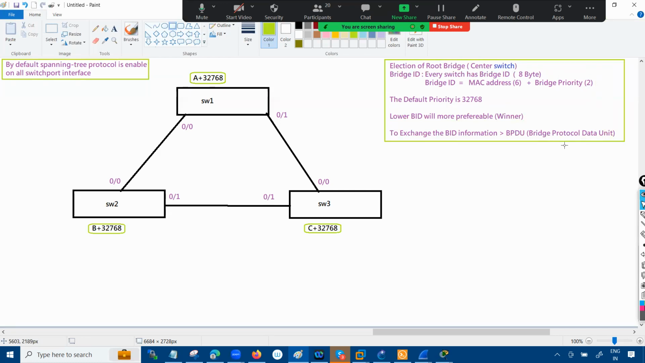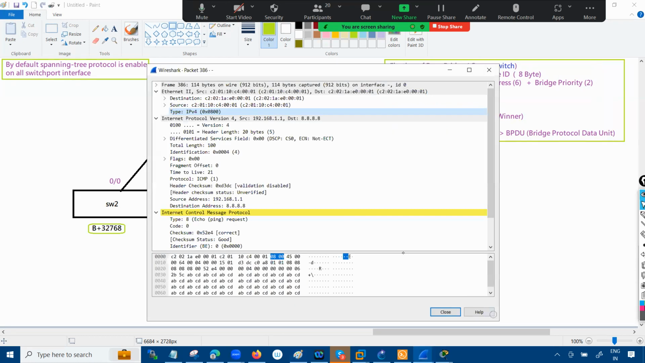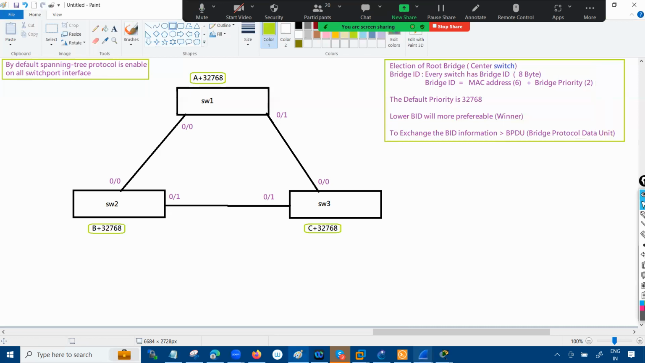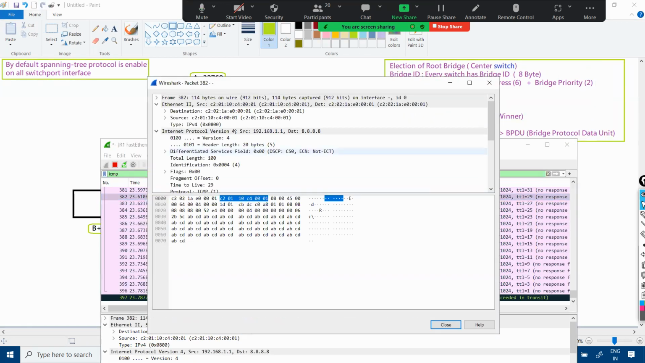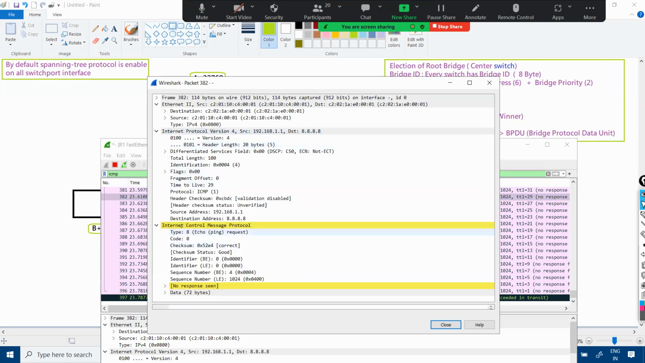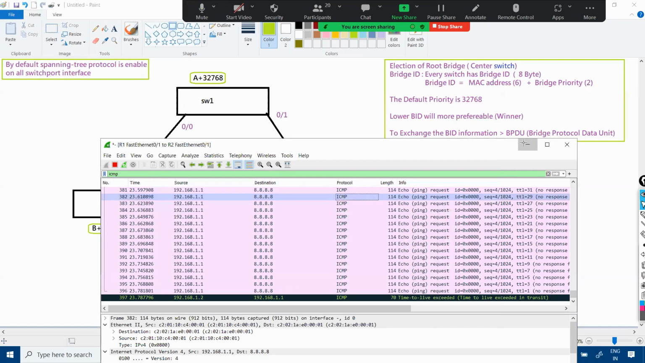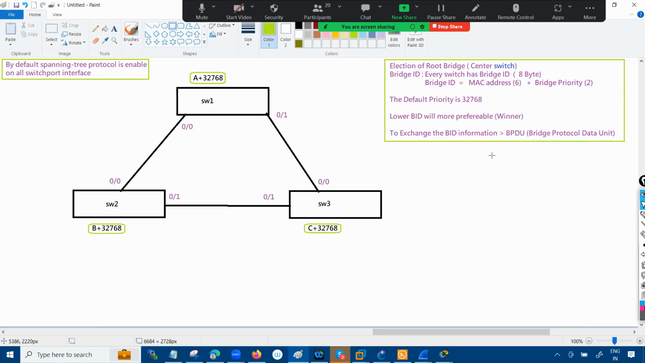Bridge Protocol Data Unit is nothing but a packet, just like the ICMP request packet that we have seen. Can you see that this is the ICMP protocol? So we have an ICMP packet, Internet Control Message Protocol. This is the packet. Same like that, we have a Bridge Protocol Data Unit.